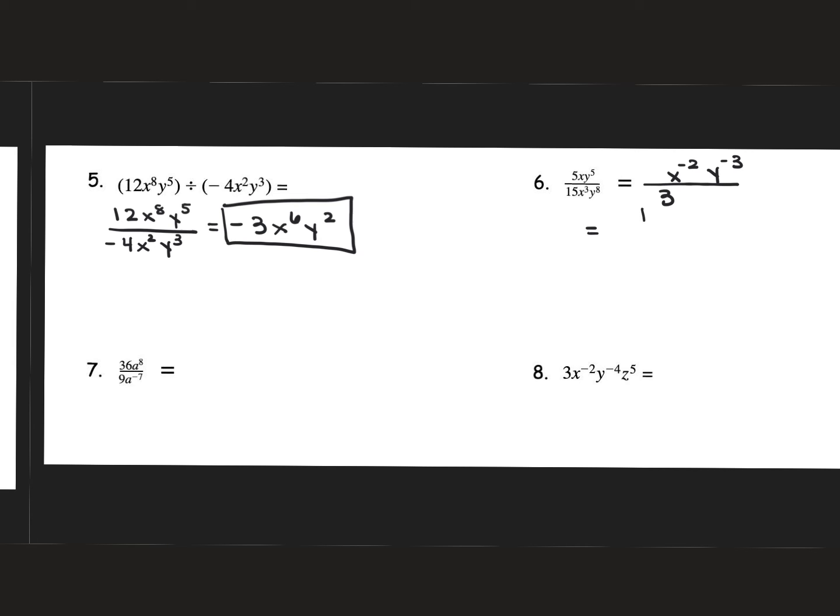All right, so I have 1 over 3x squared y cubed. All right, and that's all because, again, 5 divided by 5 is 1, so I left 1 in my numerator. Then also we had to take x to the negative 2 and y to the negative 3 and drop them to my denominator because I cannot leave negative exponents in my final answer.